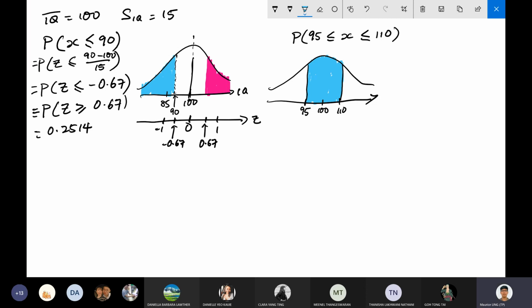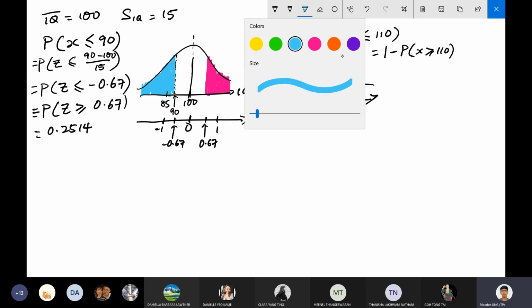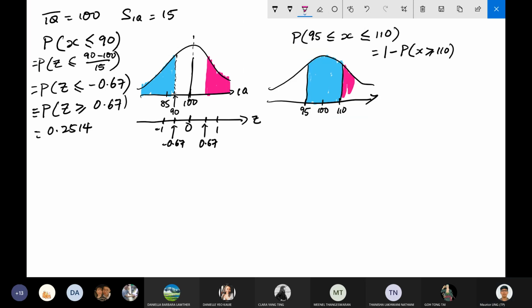So basically, you have to minus off. It is equivalent to 1, the total area, minus the probability that x is more than 110, let's call it the magenta zone, which is here, minus the probability that x is less than 95, and we call this the green zone. So you have to take the total minus these two.